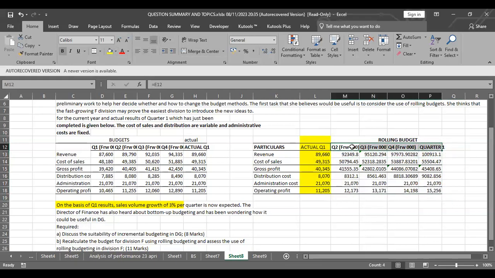So what will happen next? Next is that you will use quarter 2 now, because it's a going concern. The question said that the sales volume growth is 3% per quarter. Exactly. And then even the cost of sales is also growing at that rate. That is not said anywhere. It's a variable. There is something they said here. You see even here, let's bring it here.